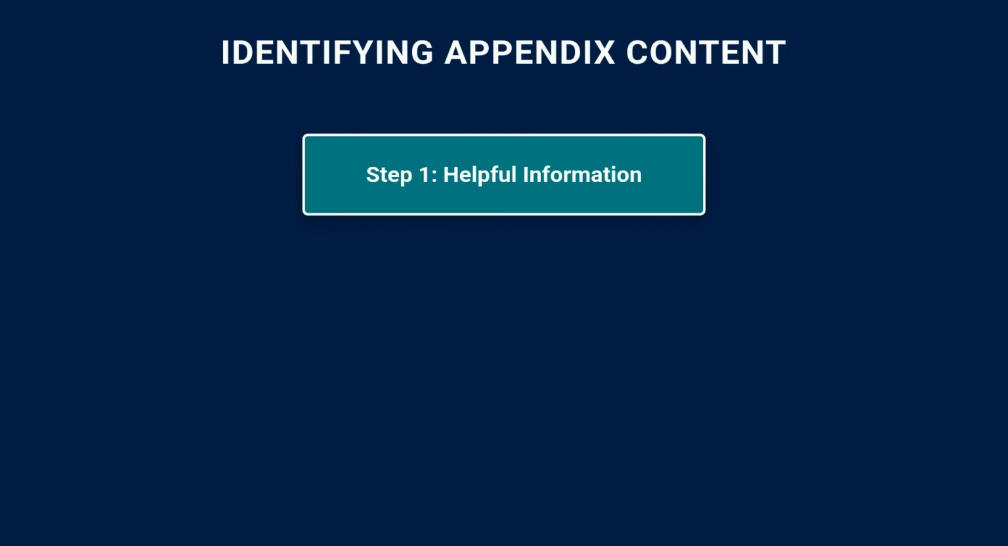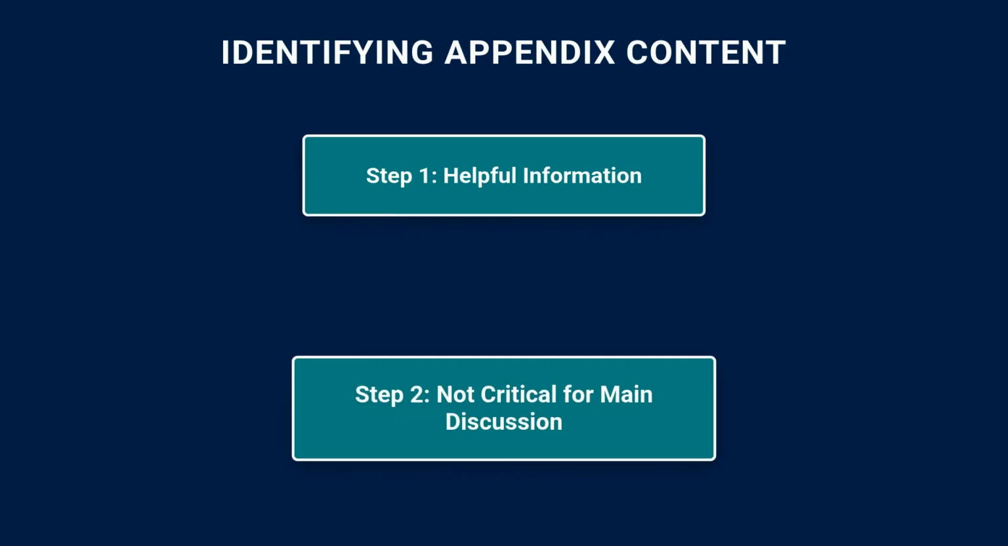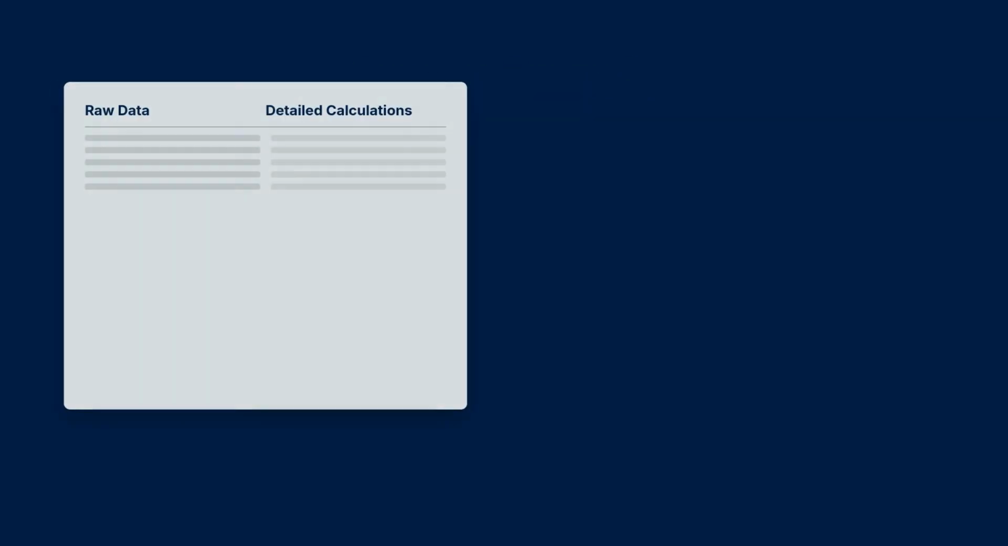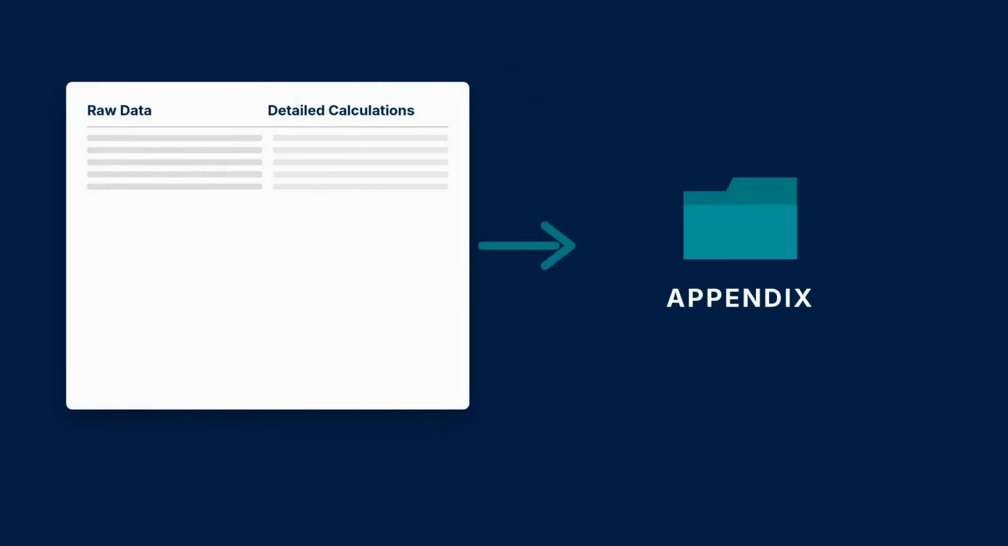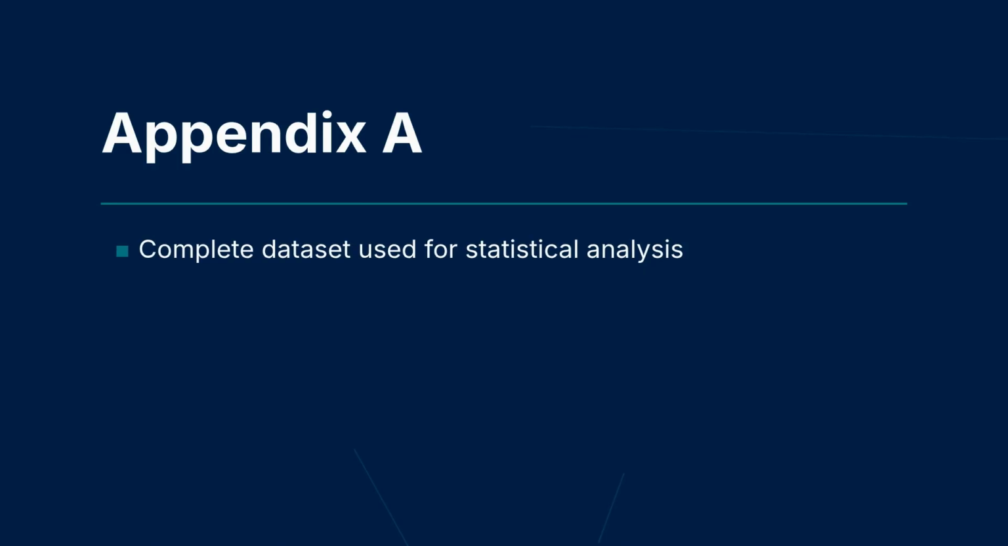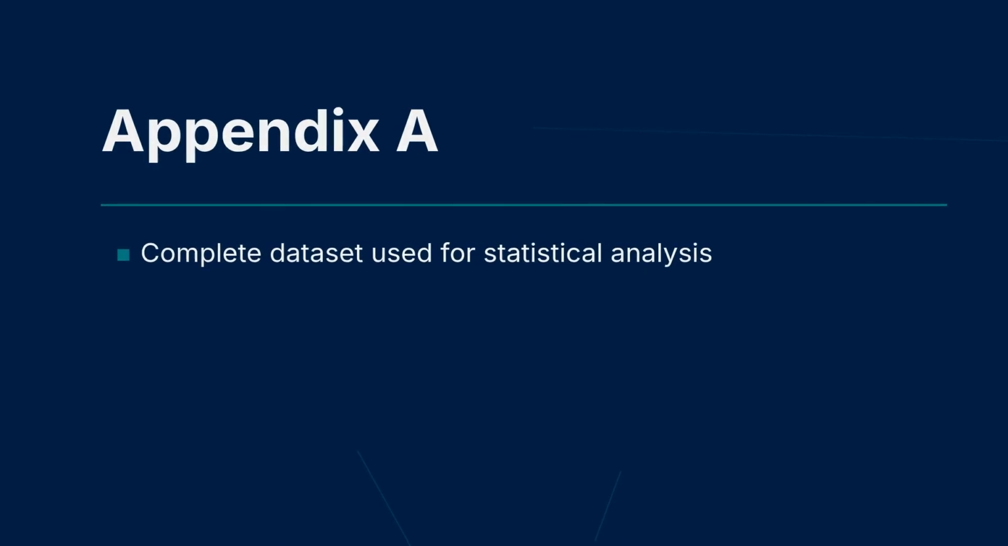To research and include appendices, start by identifying what content is helpful but not critical for the main discussion. For example, if you conducted surveys, you can include the full questionnaire in the appendix instead of placing it in the main body. Similarly, raw data, detailed calculations, or large tables can go in the appendix. For instance, Appendix A contains the complete data set used for statistical analysis.